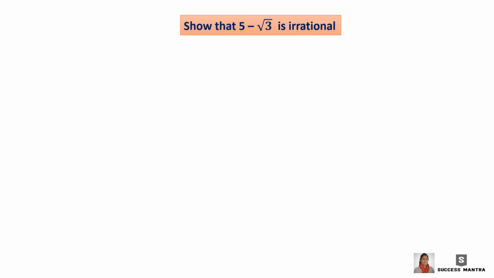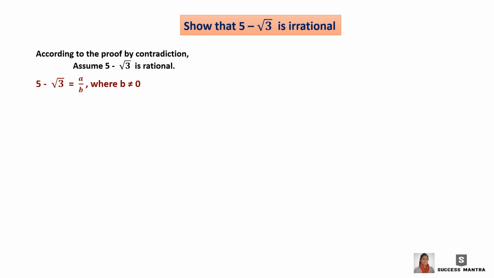So the next question is to show that 5 minus root 3 is irrational. According to the proof by contradiction, we assume that 5 minus root 3 is rational. Since it is a rational number, we can express it in the form of a by b and b not equal to 0. On taking 5 to the RHS, we get root 3 is equal to 5 minus a by b. On rearranging, we get root 3 is equal to 5b minus a by b.